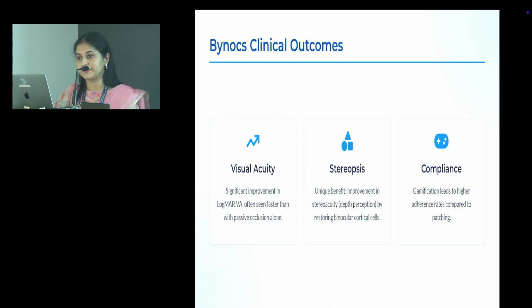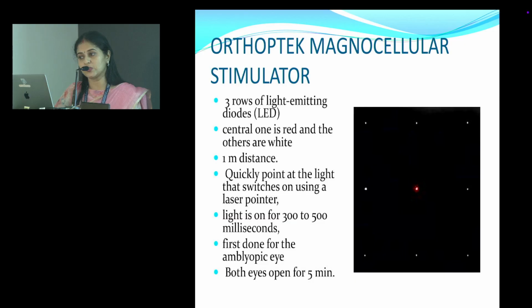Compliance will be better. Another one is the orthoptic magnocellular stimulator, as we all know, Dr. Sandhana Gopal sir, and it consists of 3 rows of light emitting diodes. The first step also helps to improve your hand-eye coordination when you point at the light that switches on using a laser pointer.